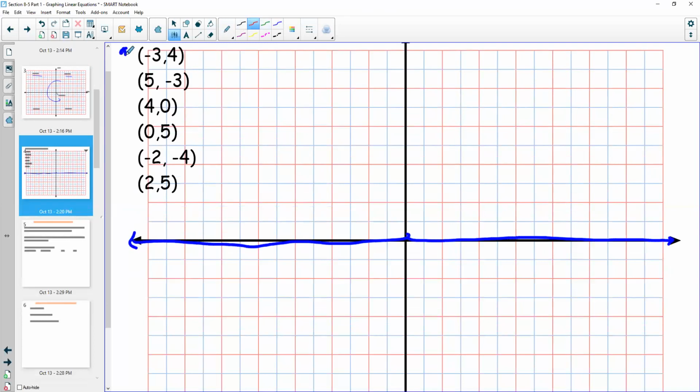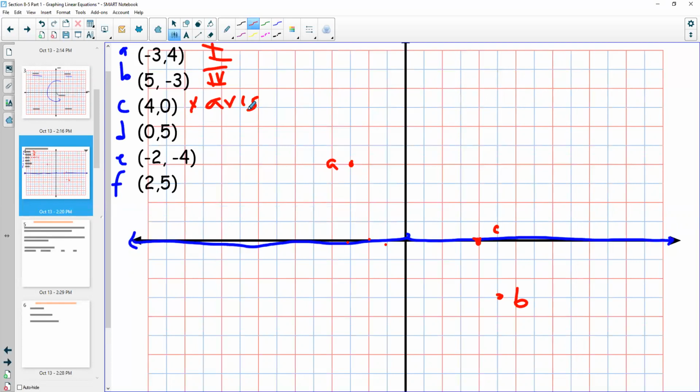I'm going to label mine with letters, just so you can know which point is where. So point A is negative 3, 4. So 1, 2, 3 to the left, 1, 2, 3, 4 up. Give your point a label. B is 5, negative 3, so 1, 2, 3, 4, 5, and then down 3. Okay, that's B. So A is a quadrant 2 point, B is a quadrant 4 point, C is 4, 0, which means 1, 2, 3, 4 over to the right and not up at all. So C is not in a quadrant, it is on the x-axis.